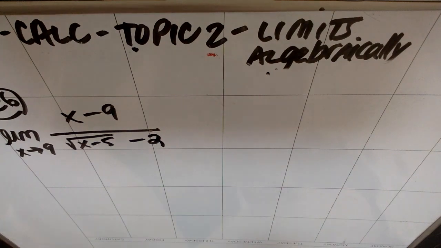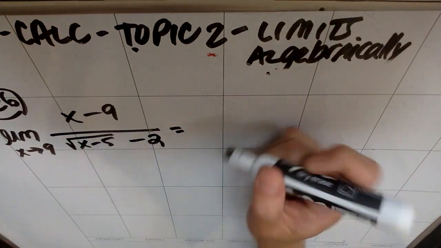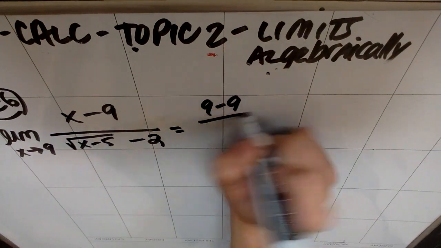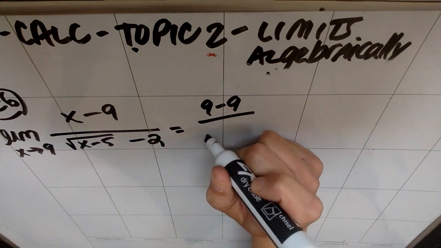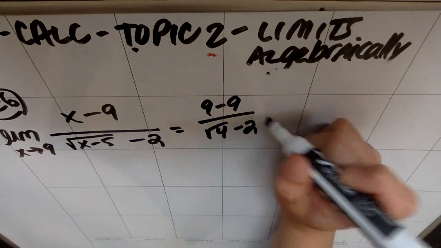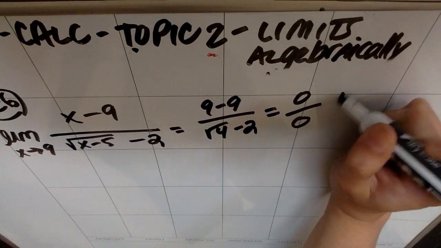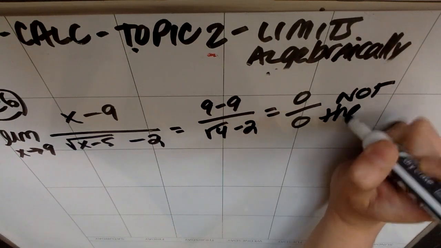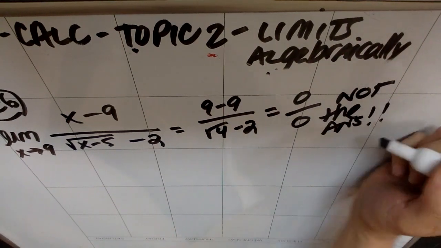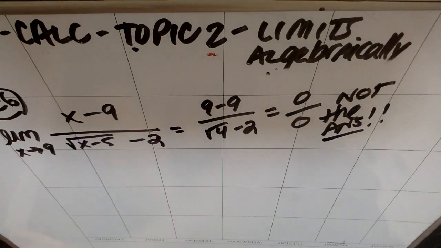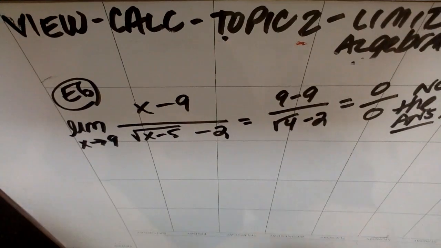Okay, so the first thing we should always do is plug in, right? When I plug in, I get 9 minus 9 on the top, which is already a bad sign. And on the bottom, I get root 4 minus 2, which is totally 0 over 0. So again, not the answer. So this is a hint I have to simplify, but now you're going to have to do something you probably feel less comfortable with, and that thing is called rationalizing.